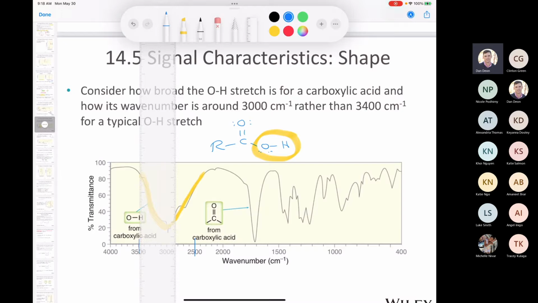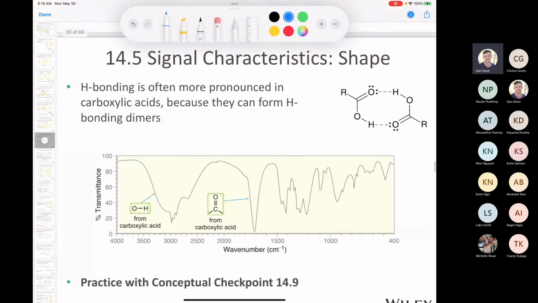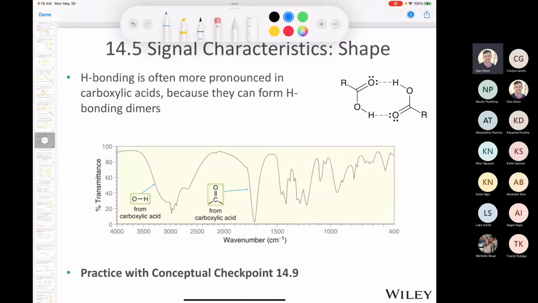It means it's taking up 1,000 reciprocal centimeters of real estate on my infrared spectrum. Why would that be? Well, let me show you why. It's because a carboxylic acid can form this thing that we call a dimer. So this is a dimer.